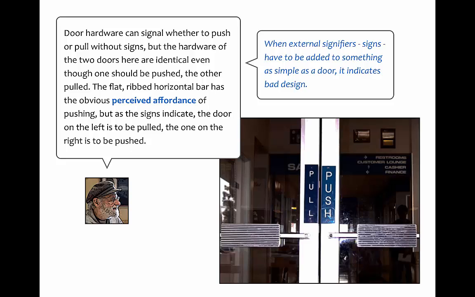And then Norman adds this very important criticism that I got to agree with 100%. When external signifiers or signs have to be added to something as simple as a door, it indicates bad design.